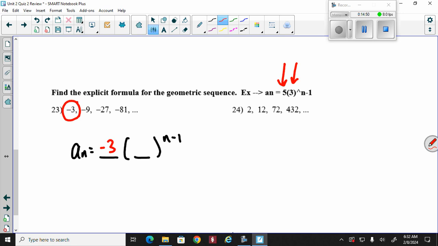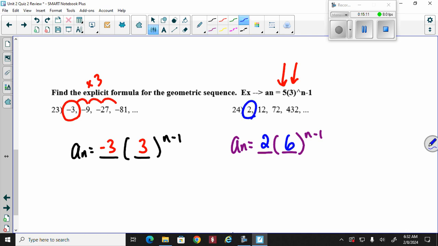So I'm at negative 3, I'm at negative 9, I'm at negative 27. I'm multiplying by positive 3, so that means I'm just going to put 3 there. That's it. And I'm done. The next question here, a of n is equal to something, parenthesis something, n minus 1. Again, what's my first term? I can see it. It's 2. What am I multiplying by? 6 every single time.